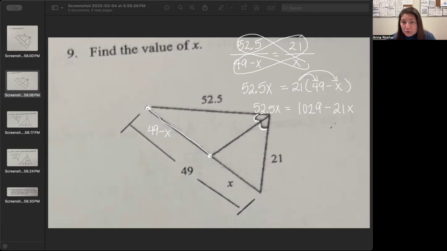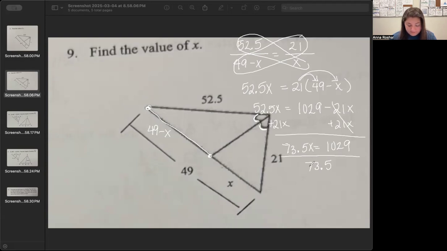So 1,029 equals 52.5x. I'm going to add 21x to both sides, so plus 21x, plus 21x. That'll cancel. So 52.5 plus 21, I could have done that in my head. I didn't need a calculator, but oh well. Then I'm going to divide by 73.5.